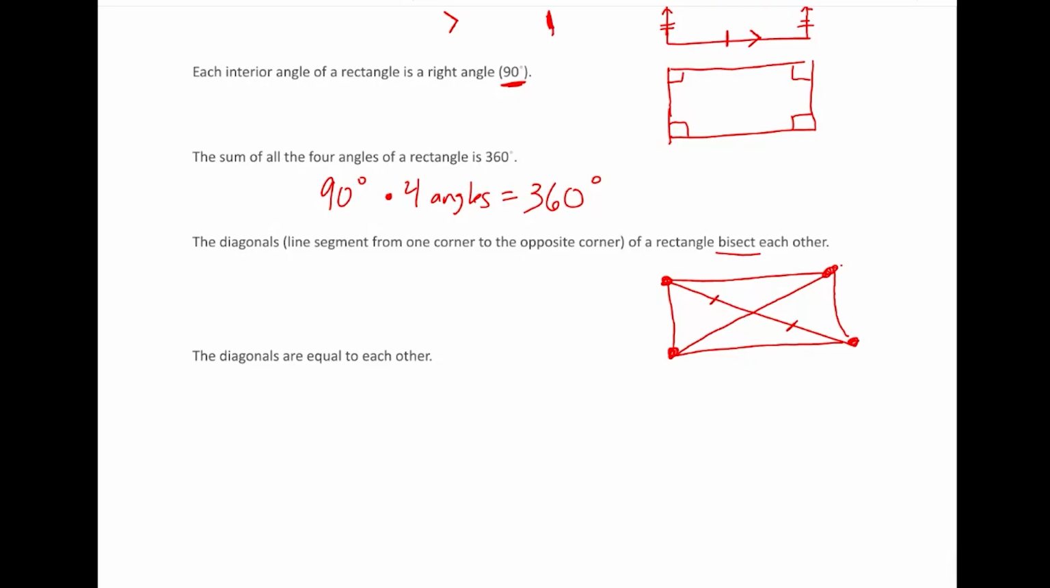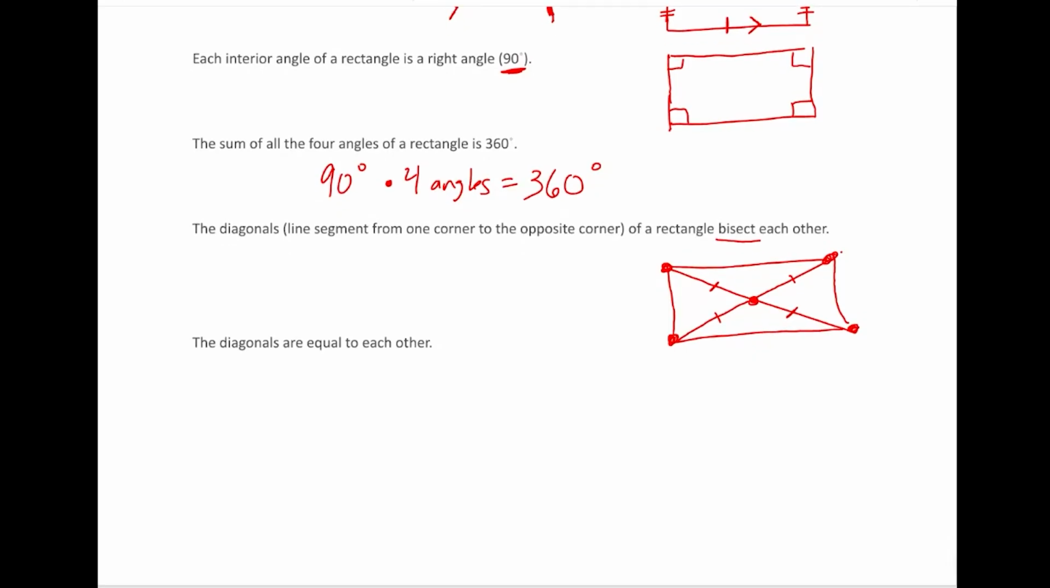Or not that side length, but that line segment from the vertex to the center is the same length as the center to any other vertex. So yeah, the diagonals bisect each other, but additionally, the diagonals have the same length. So all four of these little line segments inside here have the same length. Right? They cut each other in half, and they're all equal. Any questions about any of those properties so far?